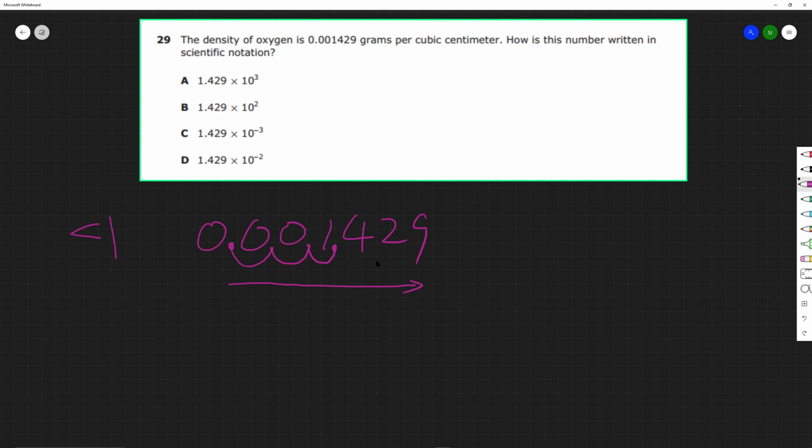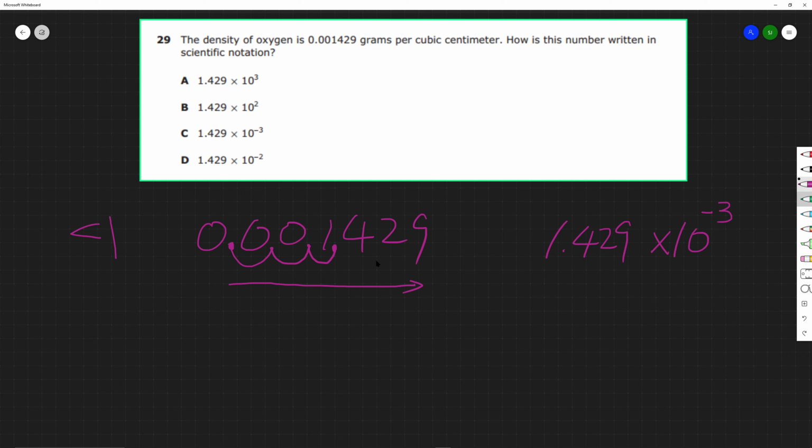Then we have 1.429. And then we'll multiply by 10 to a certain power. Because we moved 3 places, the decimal moved by 3 places to the right, so it should be 10 to the power of negative 3. Remember, it is negative because the decimal is moved to the right.